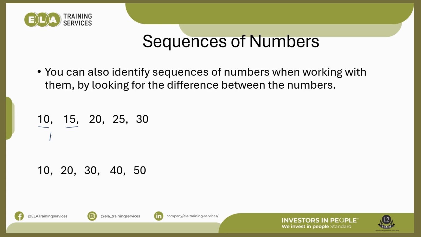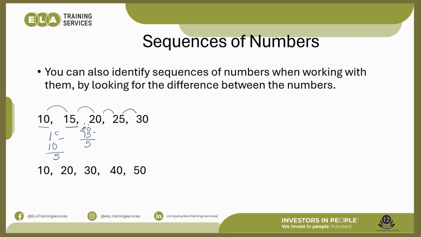15 take away 10 is 5. Is that the same with 15 take away from 20? Remember, for subtraction the big number must always go at the top. We have to borrow. 10 take 5 is 5, 1 take 1 is 0. So yes, the difference between these numbers is 5.